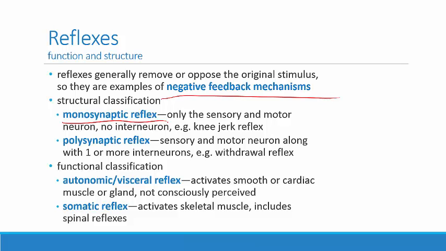And there are somatic reflexes. These are ones that activate the skeletal muscle, and most of the spinal reflexes are somatic. I apologize. The autonomic reflexes, they are found at the medulla. A lot of them are found there at the medulla and other regions of the brainstem.